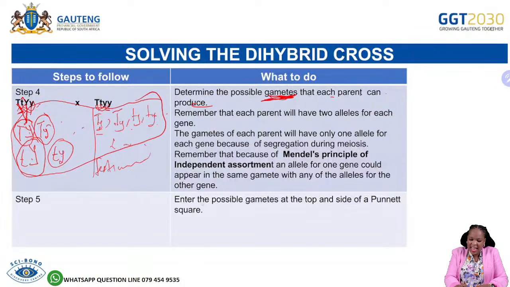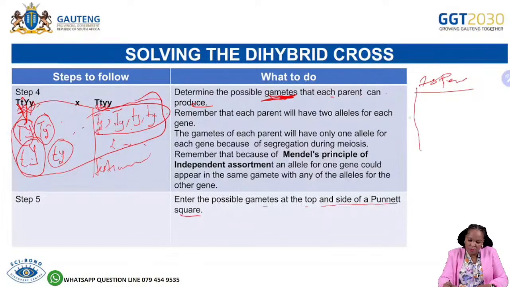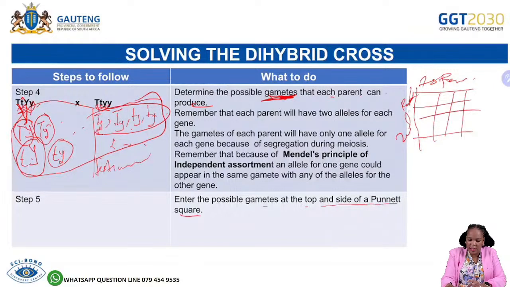Step number 5, enter the possible gametes at the top side of the Punnett square. So for your second parent, you can put them at the top side. You can put maybe first parent, and then here you can put your second parent. It doesn't matter, vice versa, you are still going to get the same product when you cross them. So you will just use the first parent here, the second parent here. You put those possible gametes here, the ones that you've just worked out, you put them here at the top of each block.